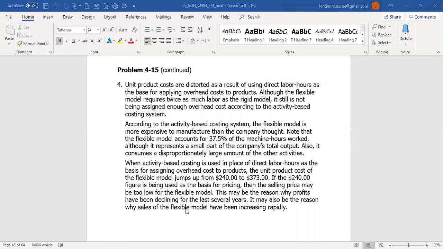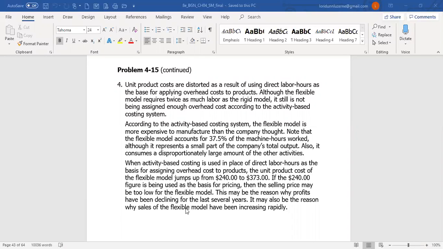So when activity-based costing is used in place of direct labor hours as the basis for assigning overhead costs, the unit product cost jumps from $240 to $373. So if you're using that $240 to determine the selling price, you're probably using too low of a selling price. And that may be the reason why, although you're selling a lot, profits are declining.